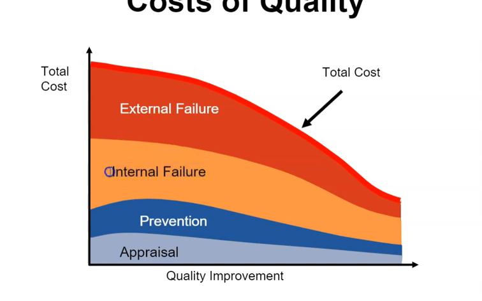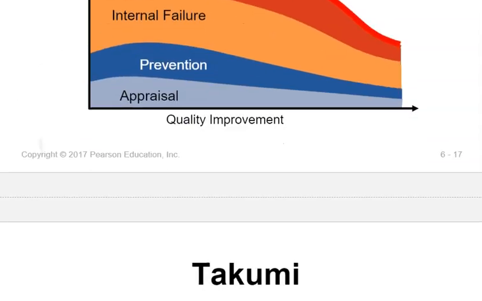Still costly, because if you see there's a failure, you still have to repair it or correct it. External is the highest cost, because customer service is involved, returns are involved, and warranty is involved. So you don't want to get there.